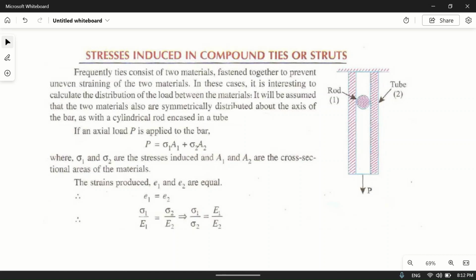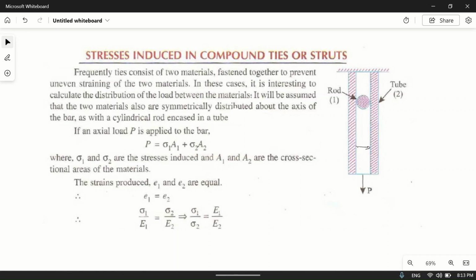So in today's video, we will try to find the stress and strain in a compound strut or tie. You can see there is a tube surrounding a rod. This is one type of composite structure. So how do we calculate the combined stress and the combined load carrying capacity of this strut or tie? First, let's read what is written.